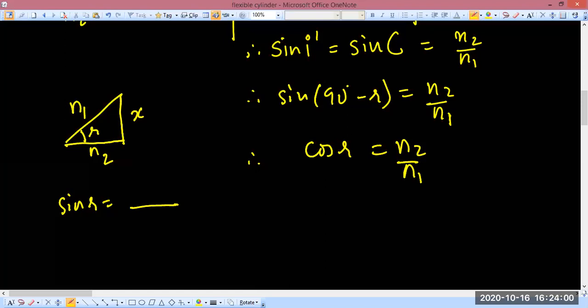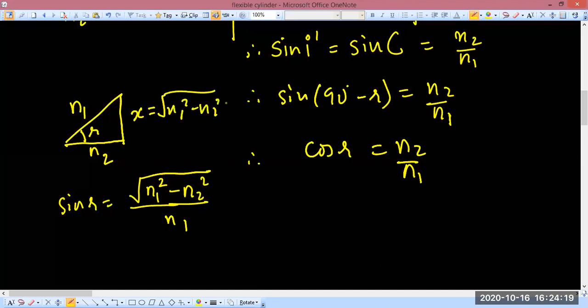Yes, Rutva. Yes, so I'm sure all of you know this. It is very hard to just type this. This is it, right? Is this the answer you get? Root of n1 square minus n2 square upon n1, because x is going to be root of n1 square minus n2 square. So we get sin r is equal to root of n1 square minus n2 square by n1.